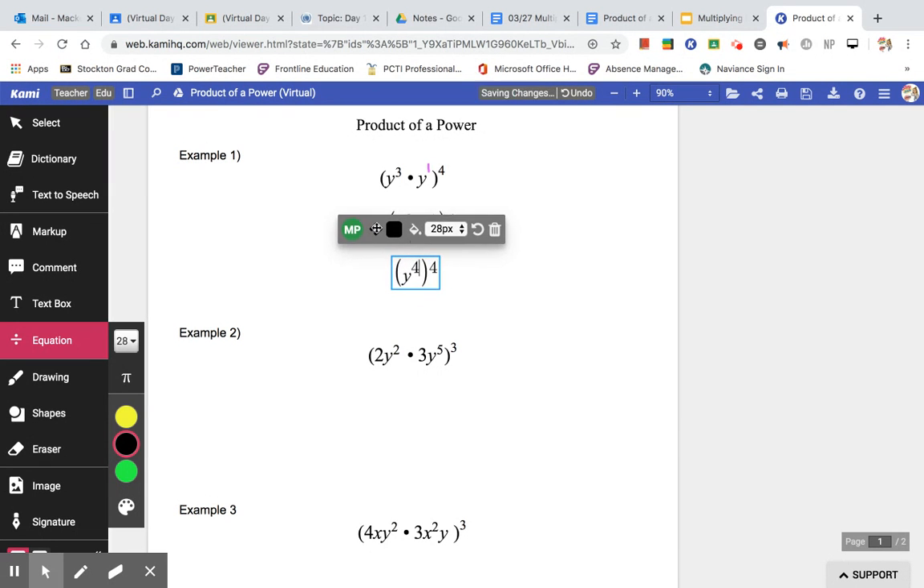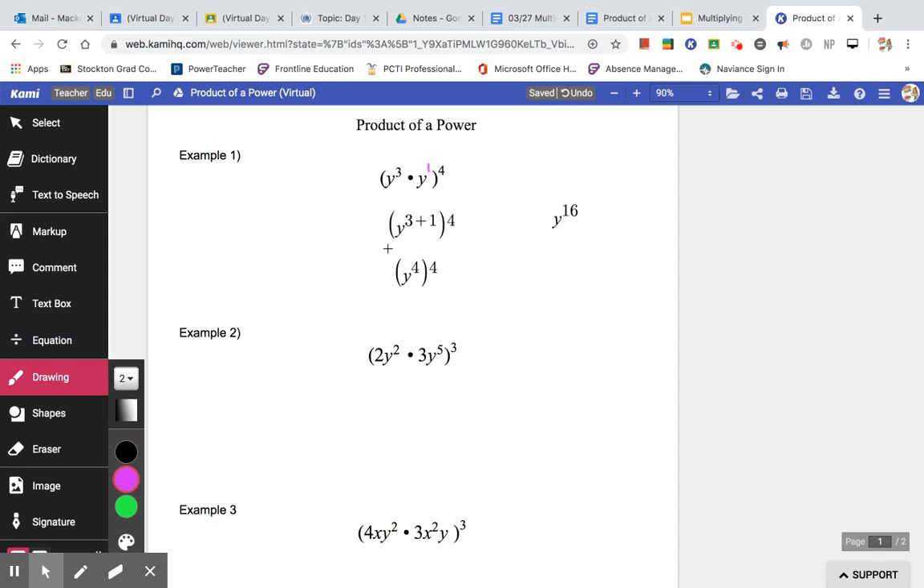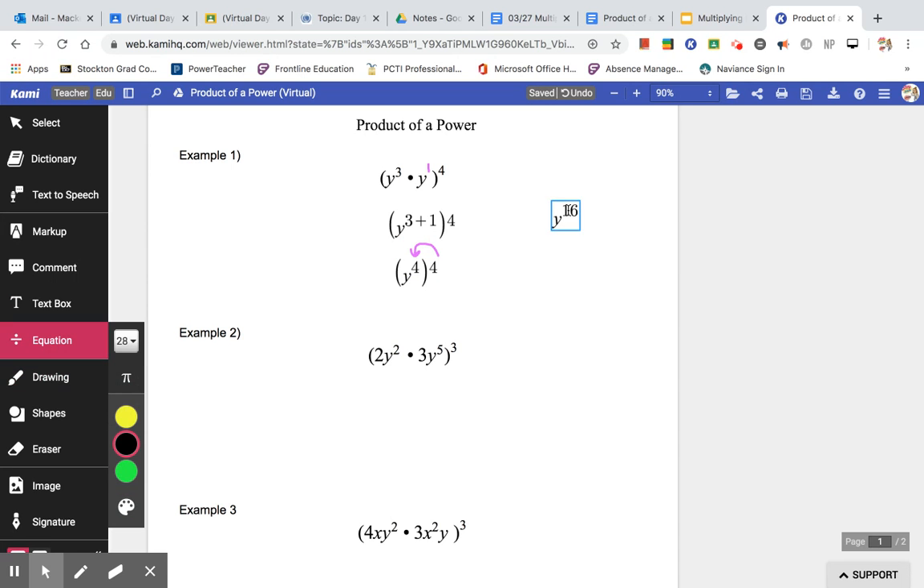After we add those exponents together, the 3 and the 1, we can now use the power to power and multiply these 2 4's. So our simplified answer is y to the 16th. Again, we got there by first adding the 3 plus 1 and making it just one y, and then multiplying the 4 on the outside with that 4 on the inside to get 16. So this over here will be our final answer.